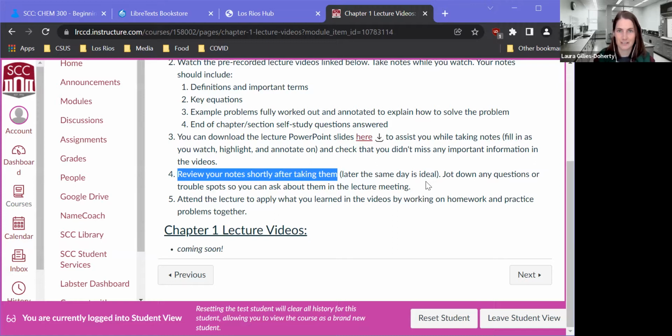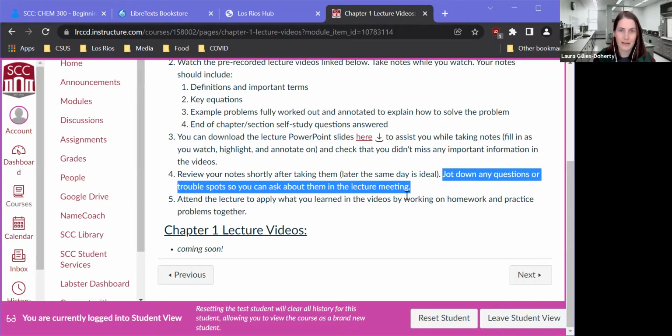If you review them and it looks like a foreign language, then that's a clue that you need to go back and potentially watch that lecture video again or adjust your notes. At this time, jot down any questions or trouble spots as you're reviewing your notes so that when you come to the lecture in person, where we're going to work on homework problems and practice problems, you're ready to ask questions about the lecture that you just watched.